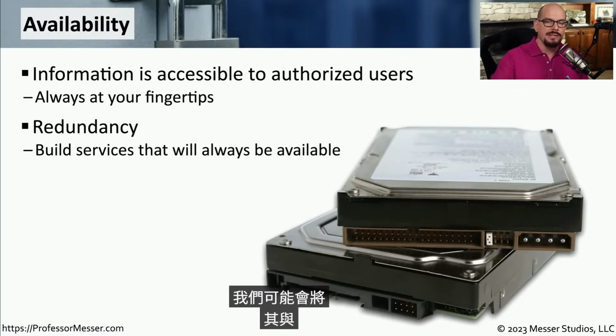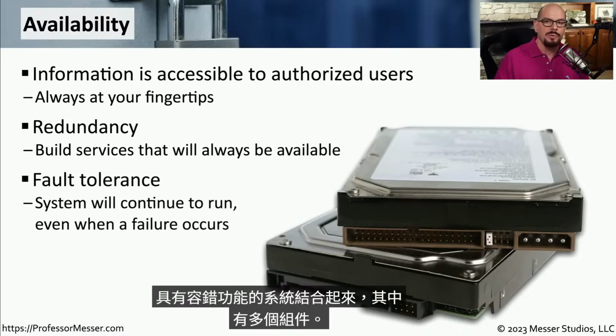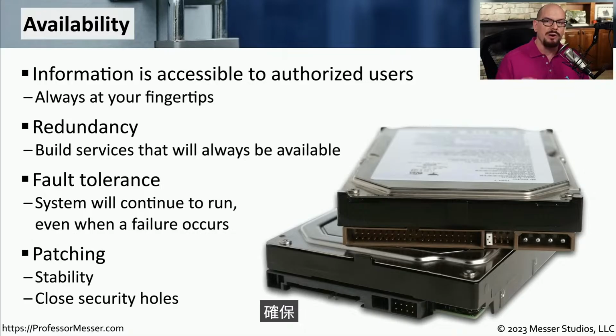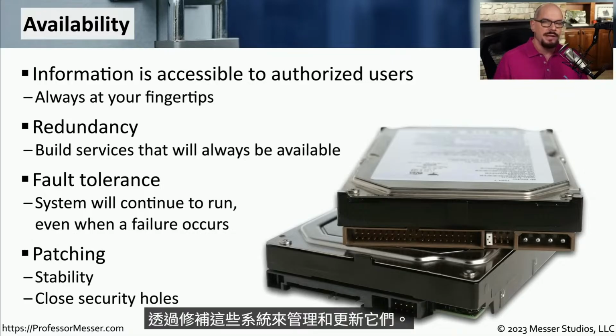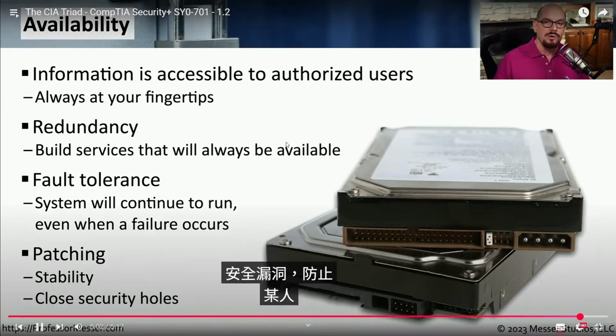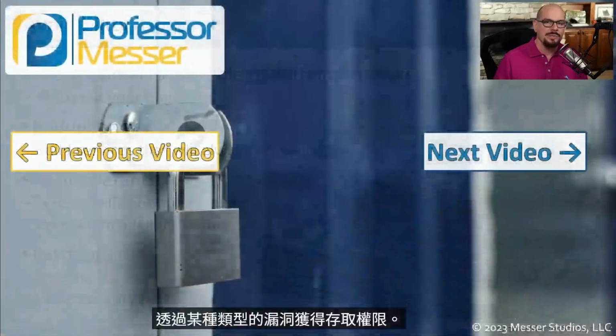One way to provide this availability is to have systems that are designed to always be up and running. We might combine this with a system that has fault tolerance, where we have multiple components, and if one of those components fails, the other component can pick up and continue to operate normally. And of course, if you're concerned about systems being available, you'll constantly need to make sure that they are managed and updated by patching those systems. This ensures that the systems are always as stable as possible and that we can close any existing security holes, preventing someone from gaining access through some type of exploit.